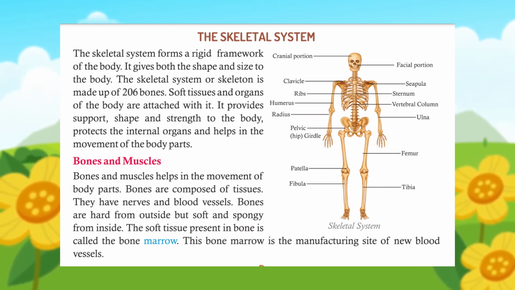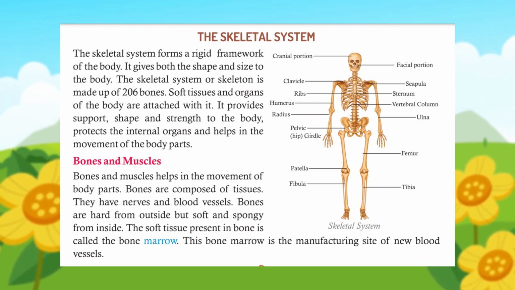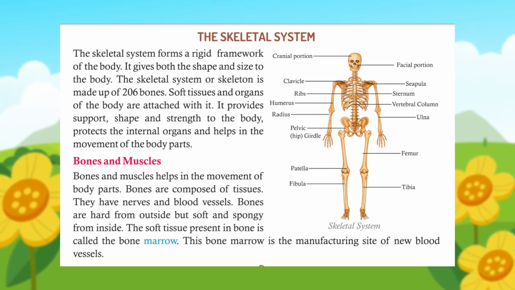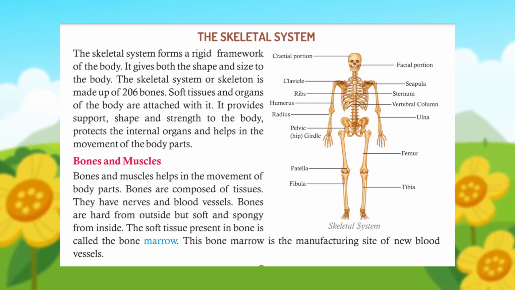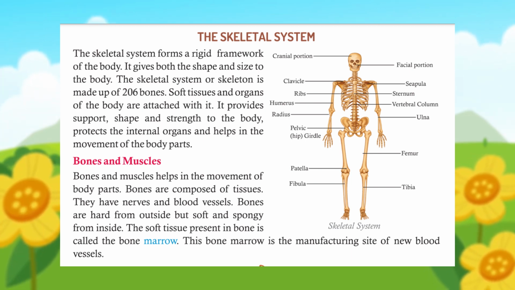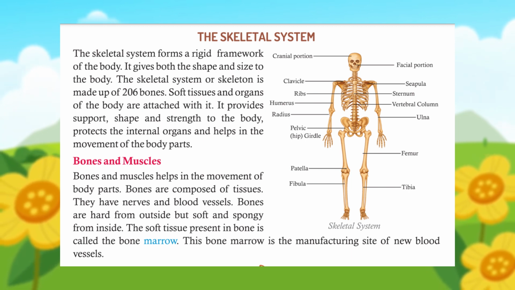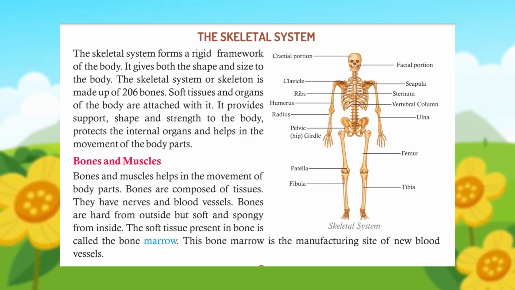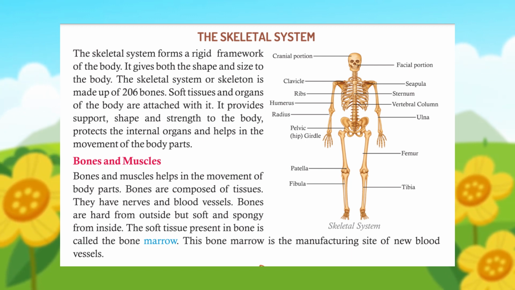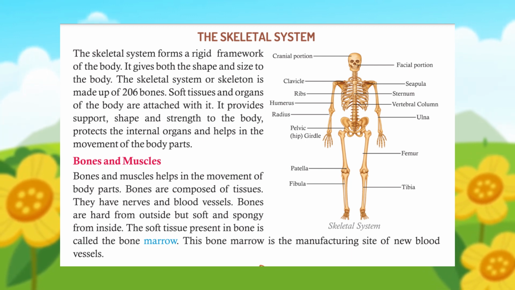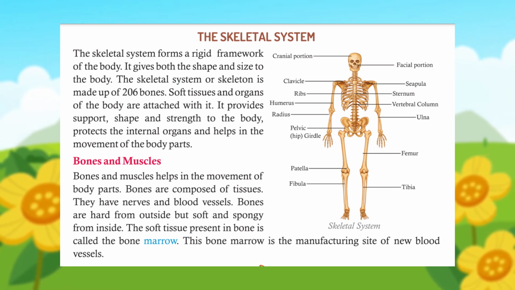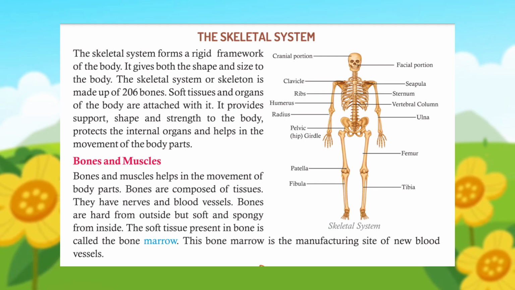Bones and muscles. Bones and muscles help in the movement of body parts. Bones are composed of tissues. They have nerves and blood vessels. Bones are hard from outside, but soft and spongy from inside. The soft tissue present in bone is called the bone marrow. This bone marrow is the manufacturing site of new blood cells.